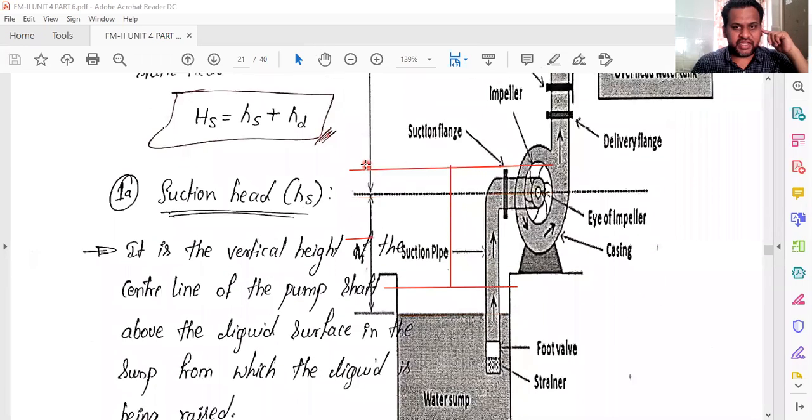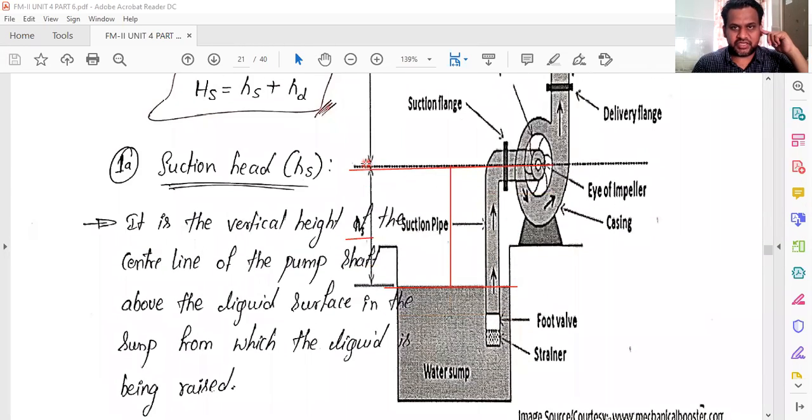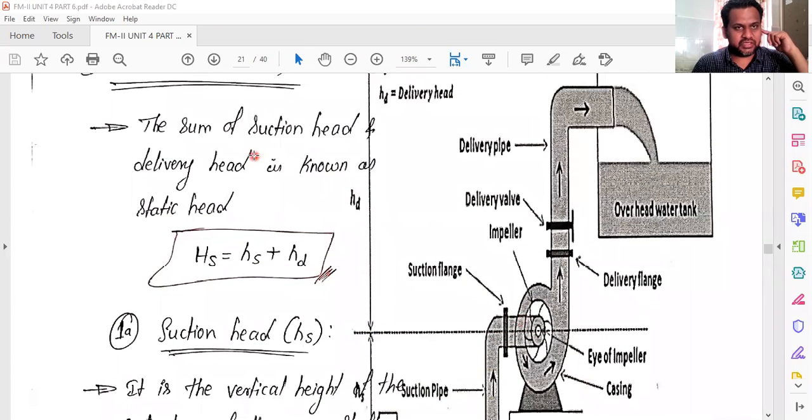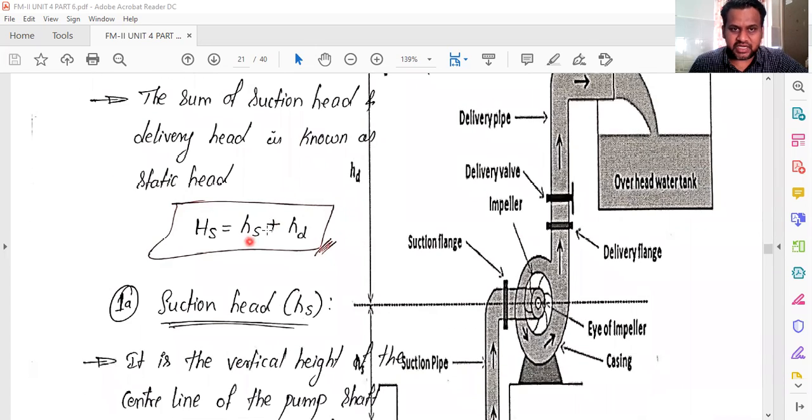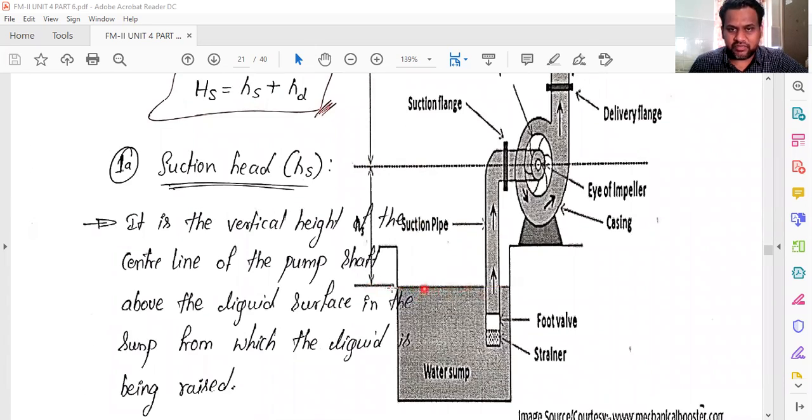Similarly, this is the suction head. Similarly, from the level of the eye to wherever the delivery has to be done, that vertical height is nothing but the delivery height. So if you add these two things, you will get the static head. H suffix s, that is static head, from the level of the water surface at the initial or inlet to the eye of the impeller level.